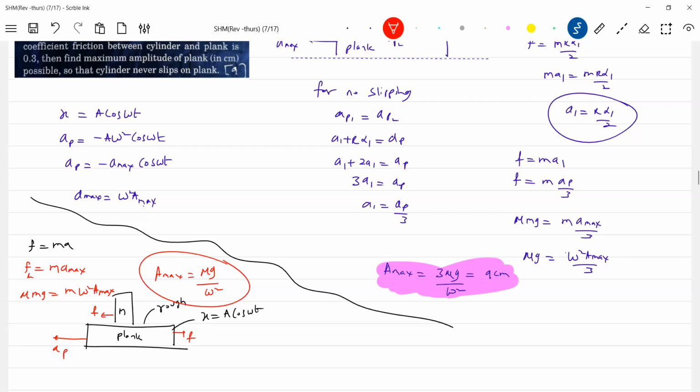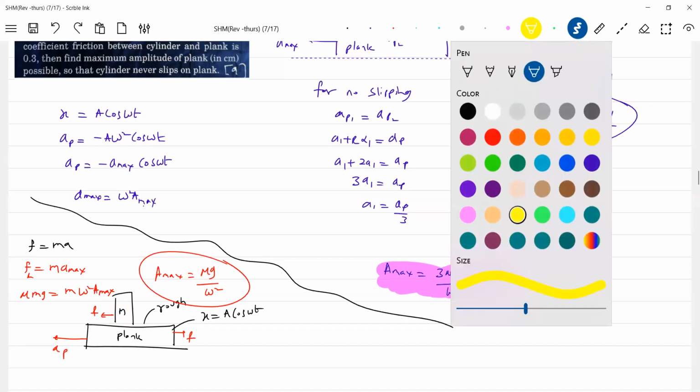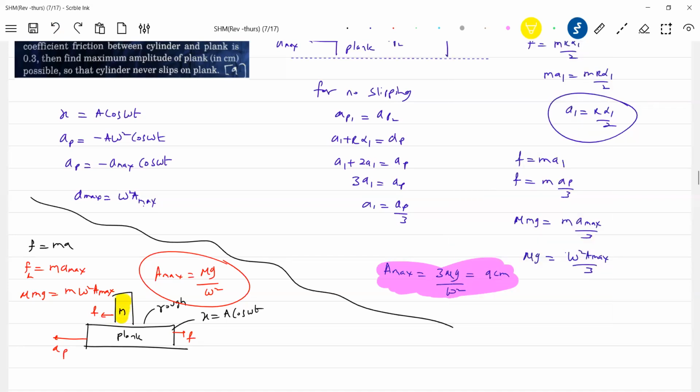Got the idea? The difference between a rolling object and a block placed. In matchings, they may trouble you. Try to understand the basic concept. So the plank is just, it's like a platform.